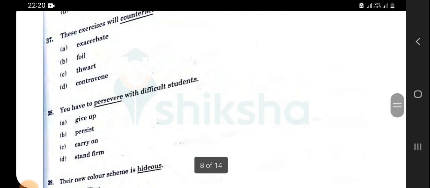A. 38. You have to persevere with difficult students. So here the word persevere means basically not give up. So the antonym will be give up.